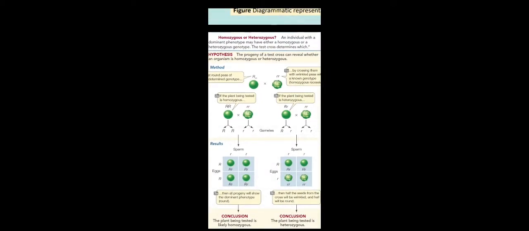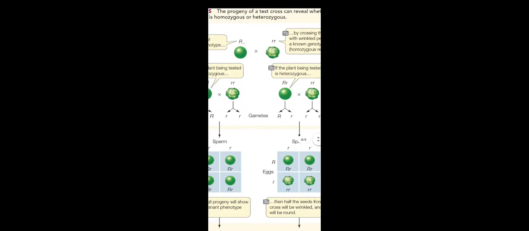Now we are performing only a single process, but we get two different types of results depending on the genotype of that plant. If we cross this plant with a recessive plant having wrinkled seeds, then we see the results. If it is homozygous, the next generation will all show the dominant phenotype, and if it is heterozygous or hybrid, the next generation will show the dominant phenotype, spherical seeds, as well as wrinkled seeds. So this is how we conclude whether this plant is homozygous or heterozygous.